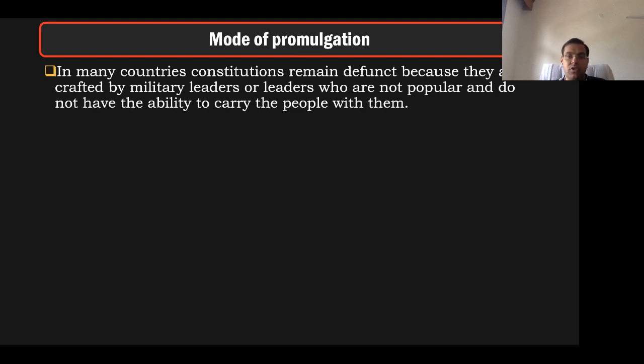In many countries, constitutions remain defunct because they are crafted by military leaders. Why military leaders? Because there would have been military rule in their countries. Yes, or leaders who are not popular and do not have the ability to carry the people with them. Which is why the constitution is an extremely relevant document, and it's extremely difficult to draft the Constitution of India.